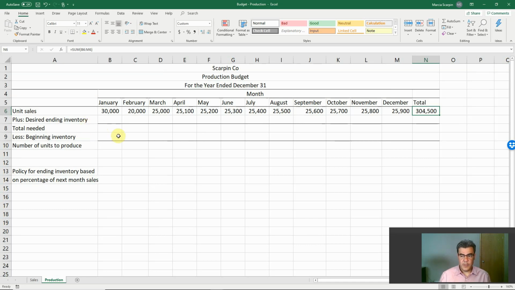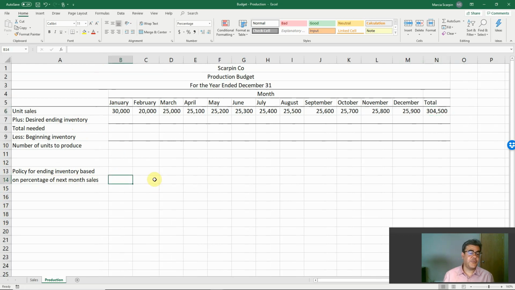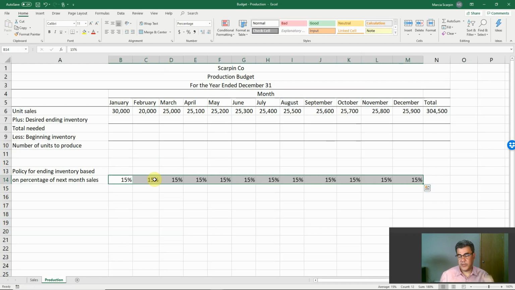It's based on the periodic inventory system and not the perpetual inventory system. Desired ending inventory, how much? It is based on the company policies. So let's consider that the policy for ending inventory is a percentage of next month's sales, and let's consider 15% here. So 15%, we can copy and paste this number to the other months.